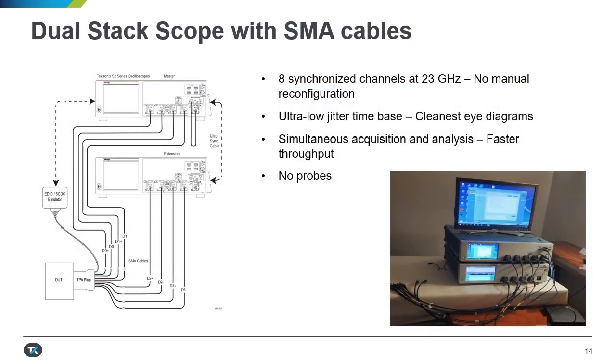Let's look at the dual stack option. 2 4-channel scopes are used. Dual stack scope with SMA cables gives 8 synchronized channels, hence no manual reconfigurations. Simultaneous acquisitions and analysis mean faster throughput, and no probes. Here is the schematic diagram for dual stack connections. Actual setup picture taken in one of the MOI events is shown here.